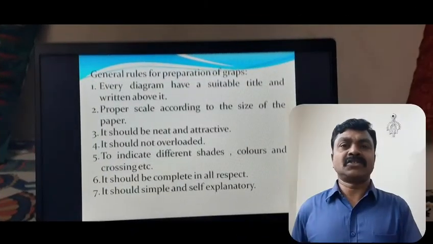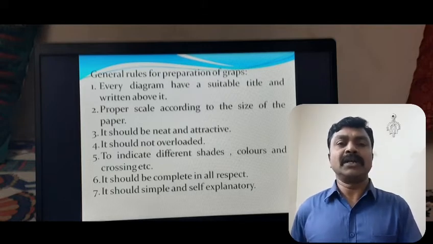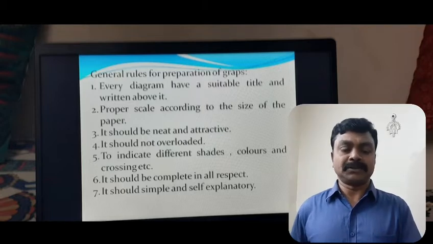Friends, let's start the class. Before going to the preparation of diagrammatic and graphical representation, we should know some of the rules and regulations. Number one is that every diagram should have a suitable title written above it. As we know, in diagrammatic graphs you have to mention the title of the graph.